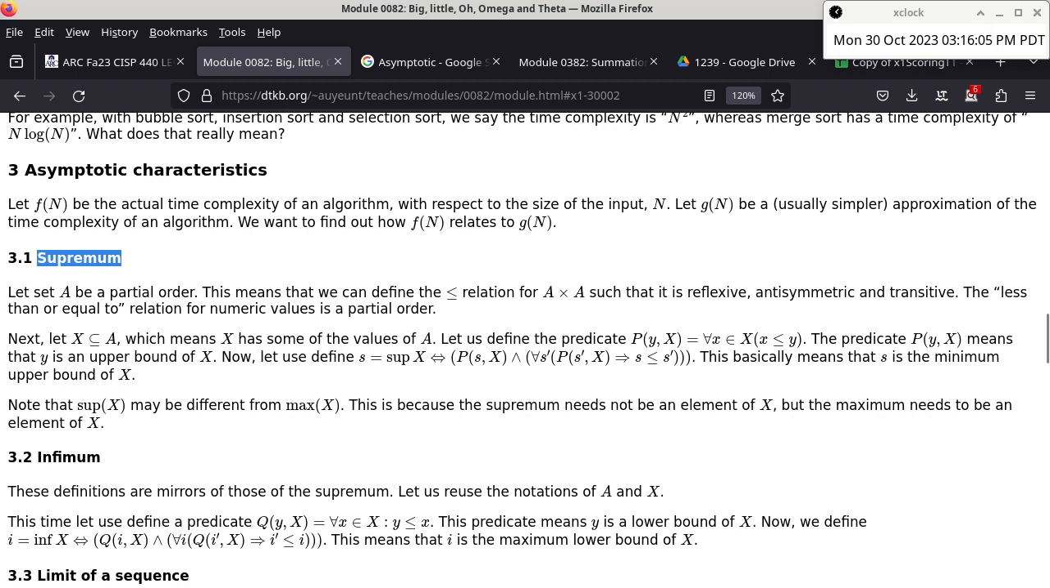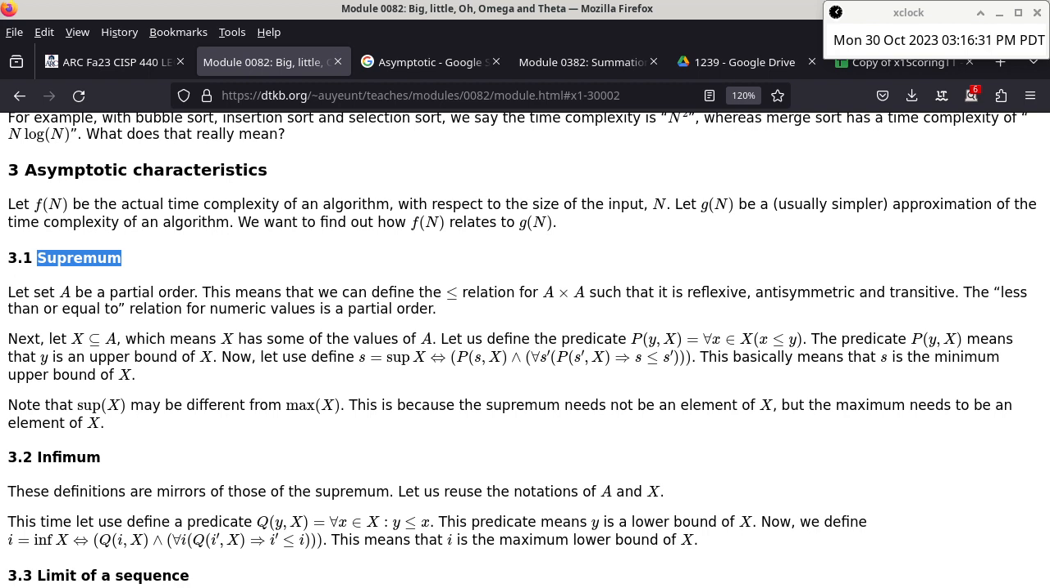So we're going to define the supremum now. We define lowercase s is the supremum of x if and only if blah, blah, blah is true. This is when we need to slow down and really take a look at this and ask, do we really understand what that means? Do we understand what this entire thing is trying to say?